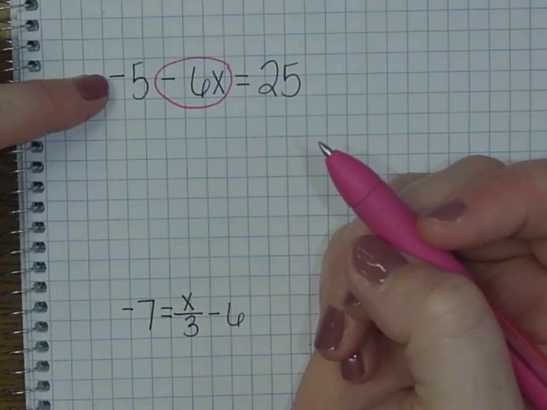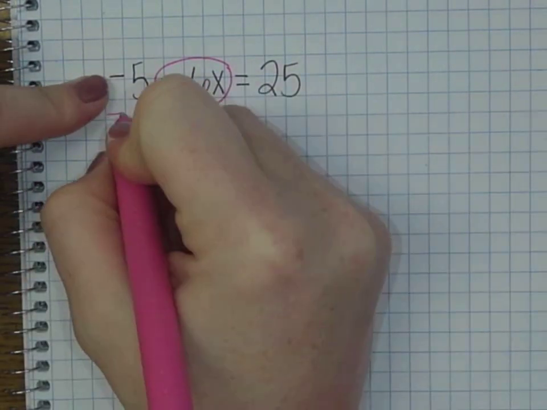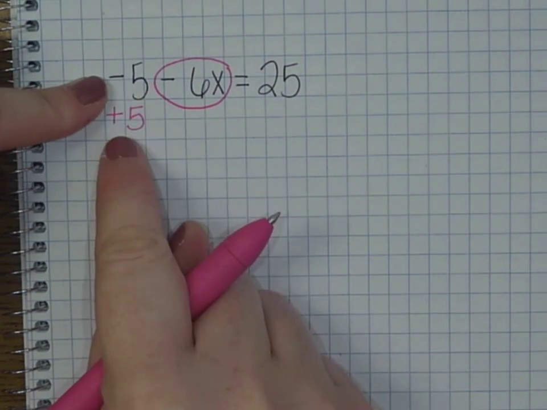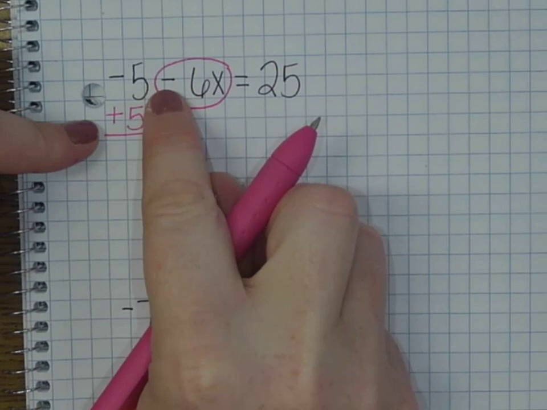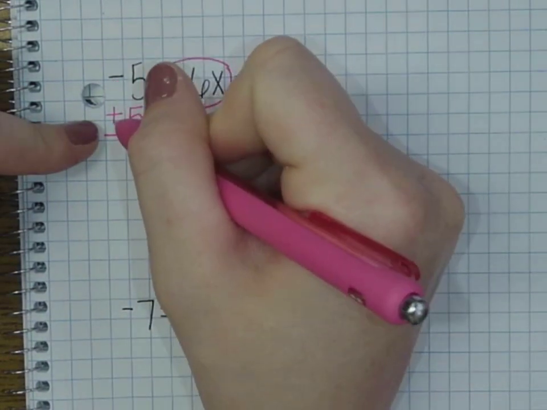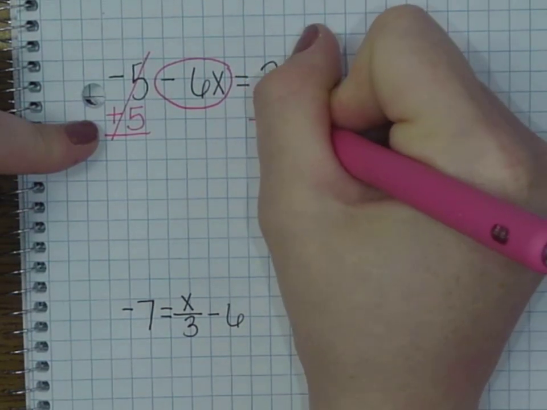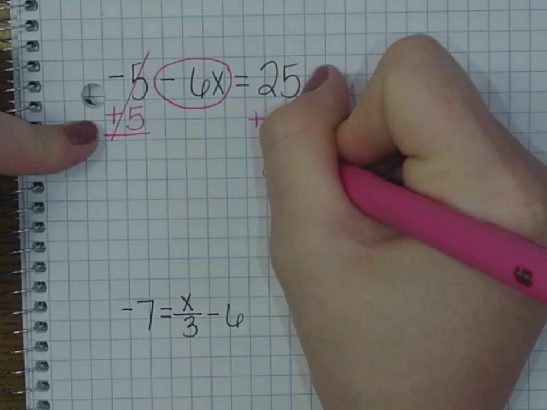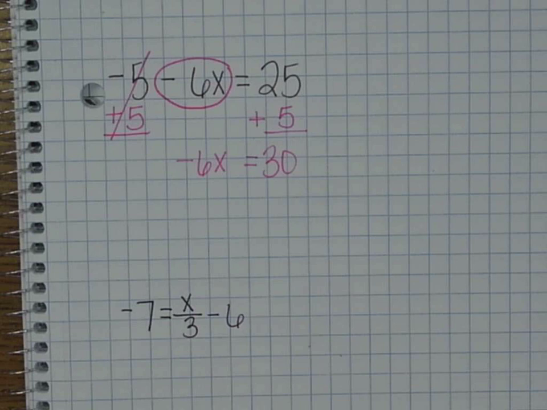Well, if I owe you $5, how would I get that to 0? I would have to give you $5. The opposite of a negative is a positive when you're adding and subtracting. See how there's a subtraction sign right after it? So then negative 5 plus 5 cancels, which is what we want. And then 25 plus 5 is 30. So the negative 6x equals 30.